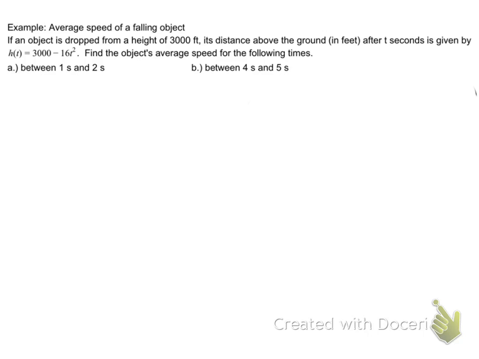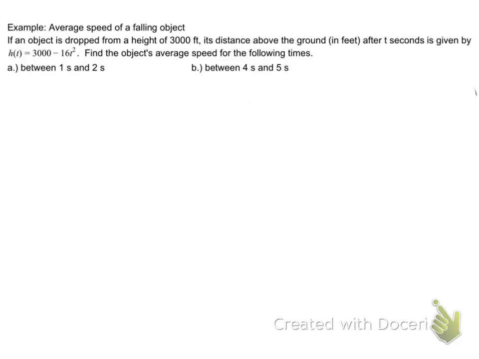This one is, if an object is dropped from a height of 3,000 feet, its distance above the ground in feet after t seconds is given by the equation h of t. Height is a function of time, equals 3,000 minus 16t squared. Remember, this is not being thrown into the air. This is just being dropped. Find the object's average speed for the following times. Between 1 and 2 seconds, and then between 4 and 5 seconds. I'll pause it. I'll let you guys try those.